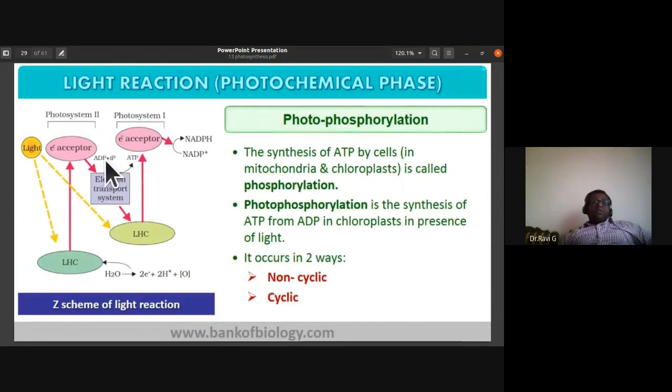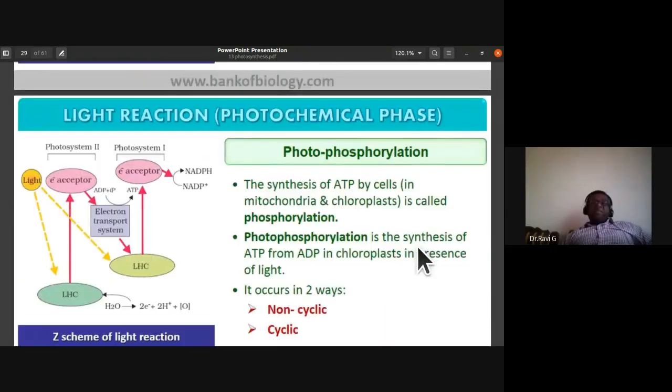And also you can notice photophosphorylation. ATP is synthesized in presence of light. Phosphorylation means synthesis of ATP by cells. In mitochondria and chloroplast, we call it phosphorylation. Photophosphorylation is the synthesis of ATP from ADP in chloroplast in presence of light. Photophosphorylation takes place in two ways: non-cyclic photophosphorylation and cyclic photophosphorylation, which we'll be discussing in the next class.